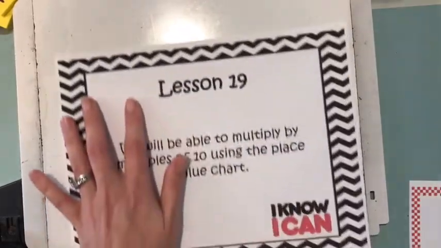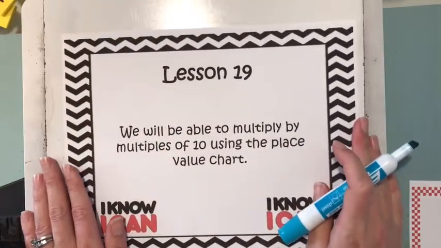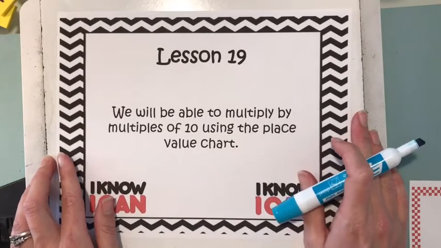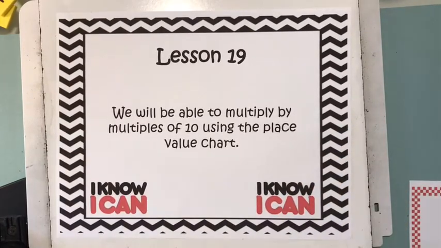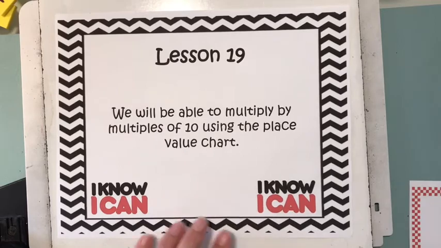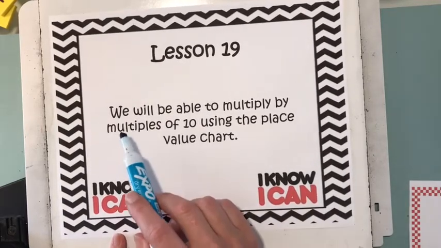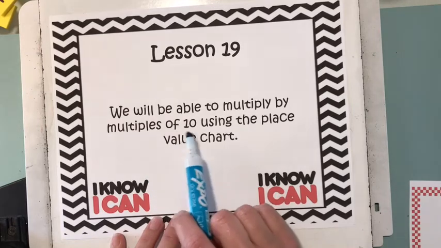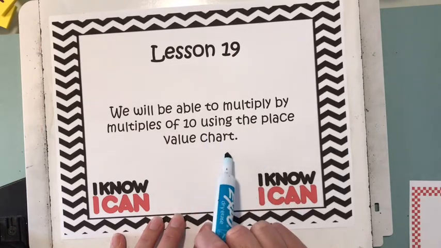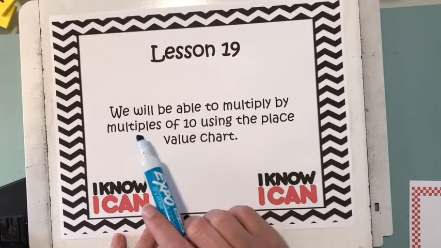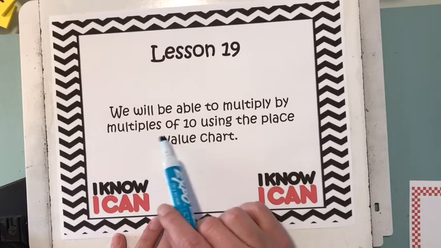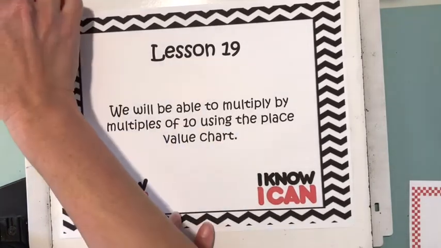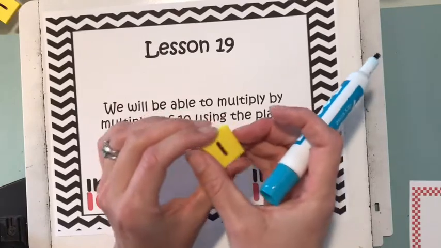So we're going to use the place value chart to help us multiply by ones and by tens today, okay? Our objective is we will be able to multiply by multiples of 10 using the place value chart. So multiples of 10, that means more than one, right? We will be using ones discs.